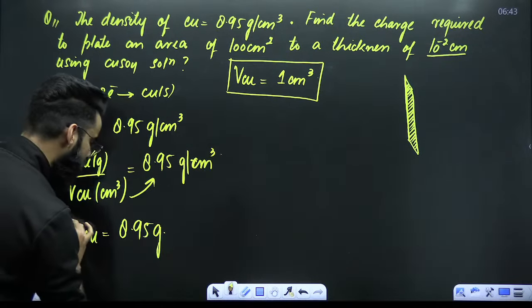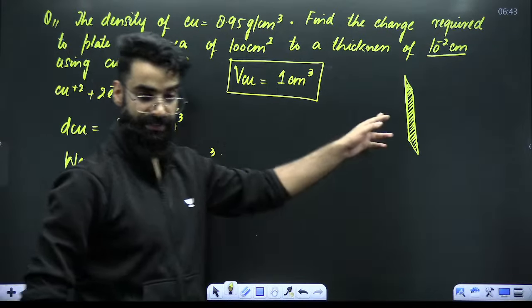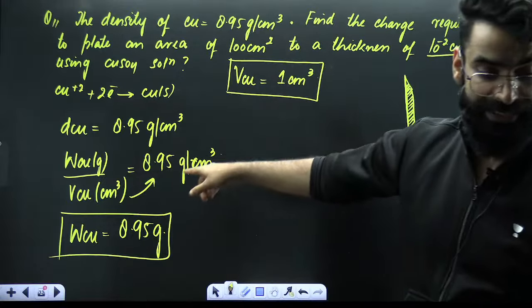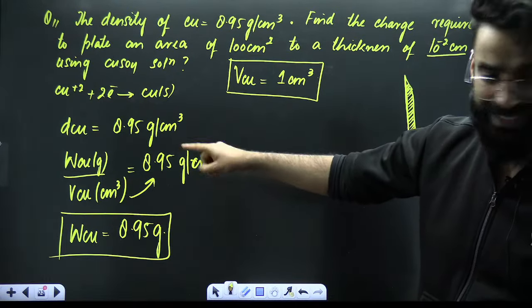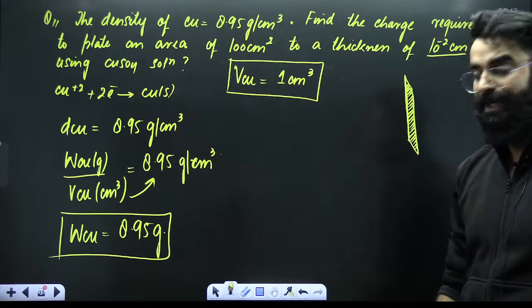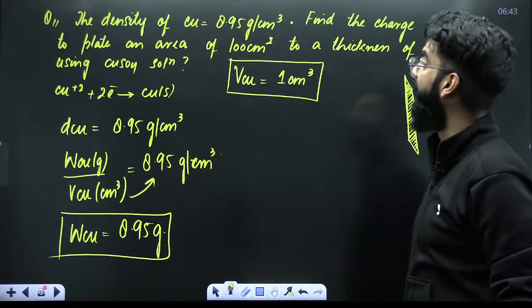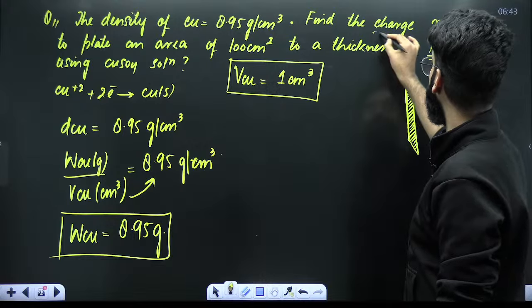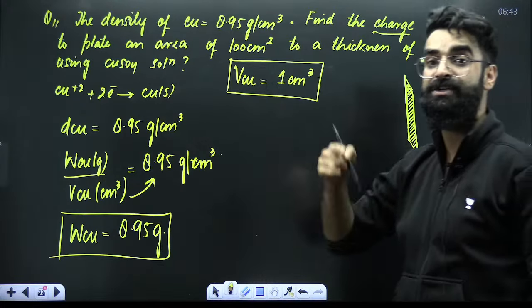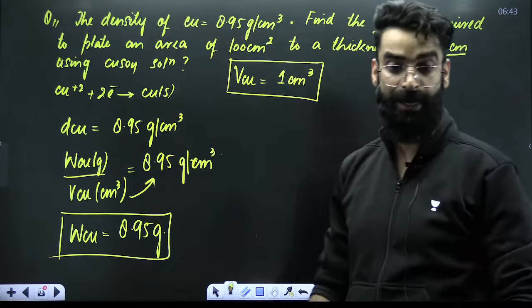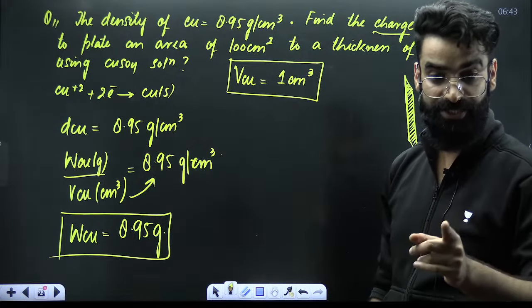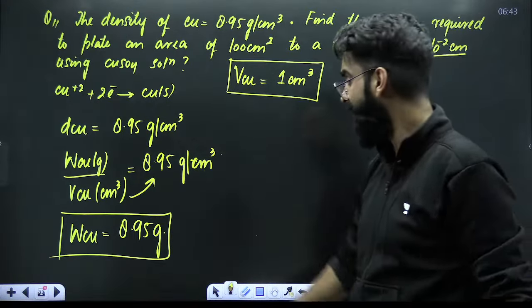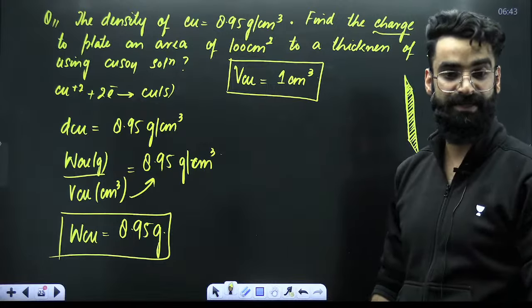So first of all, you got to know the mass of copper which you are depositing. So we have to deposit 8.95 grams of copper, right? In order to deposit 8.95 grams of copper, what is the charge which should go into the solution? Calculate the charge that should go into the solution so that 8.95 grams of copper is deposited.